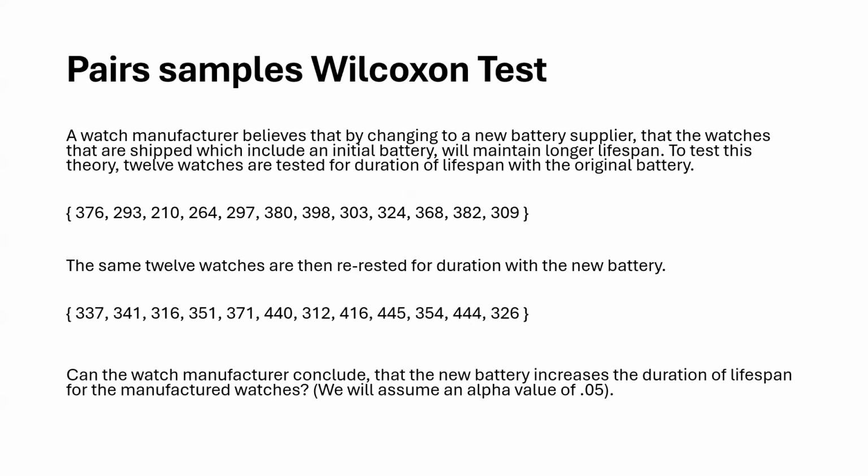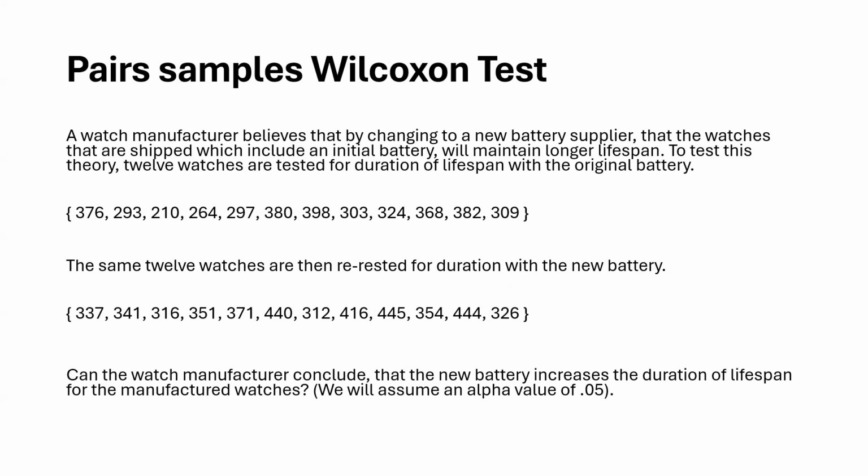And finally, we come to the paired samples Wilcoxon test. We're again working with the example of a watch manufacturer. A watch manufacturer believes that by changing to a new battery supplier, the watches that are shipped, which include an initial battery, will maintain longer lifespan. To test this theory, 12 watches are tested for duration of lifespan with the original battery. The same 12 watches are then retested for duration with the new battery. So it's the same watch in each instance.